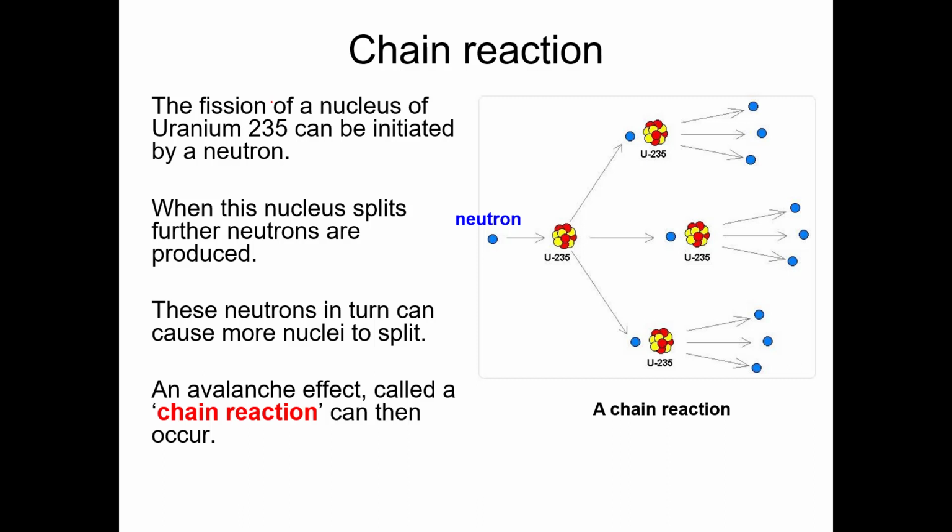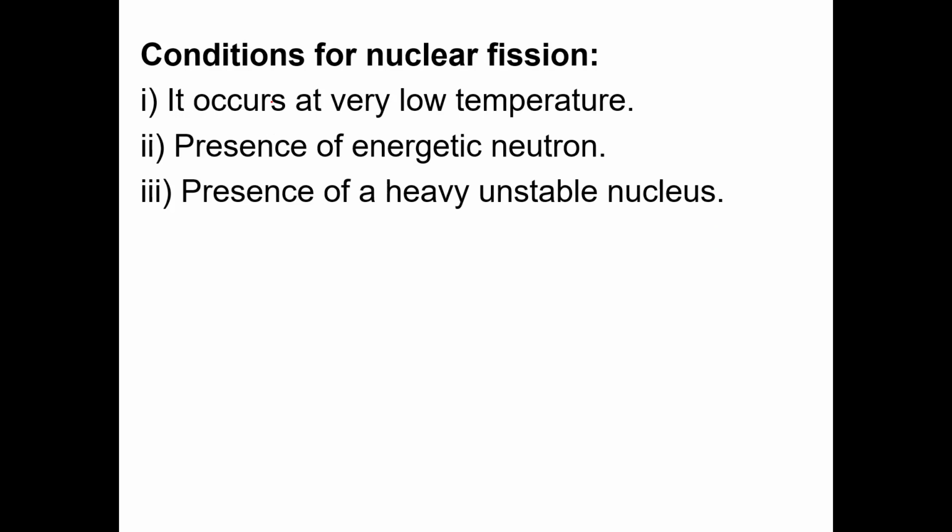Otherwise, if it is controlled, then it can be used in what we call production of electricity using the nuclear energy in the nuclear reactors. So that's about nuclear fission. Some of the conditions for these are basically: one, it occurs at low temperatures, then there must be presence of neutrons and the presence of the unstable nucleus or nuclei, in case there are many. Those are the conditions for this.